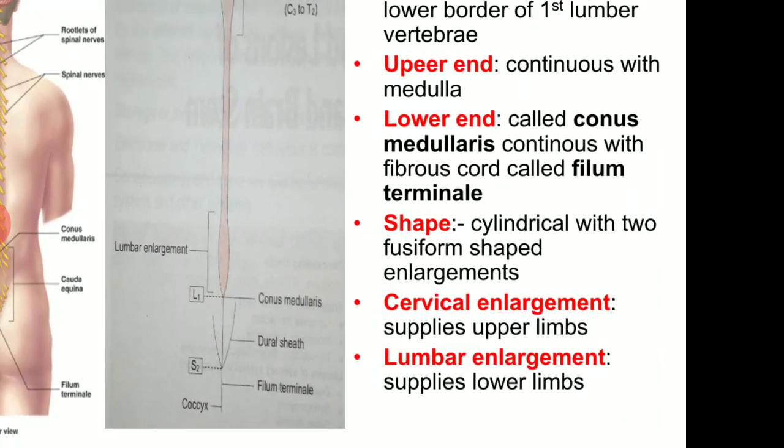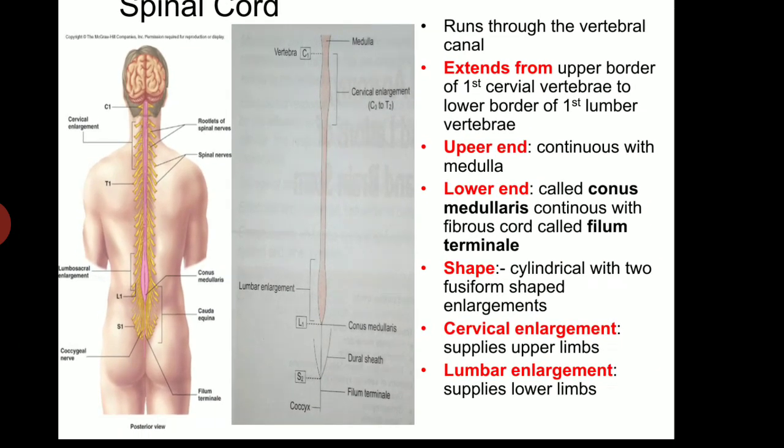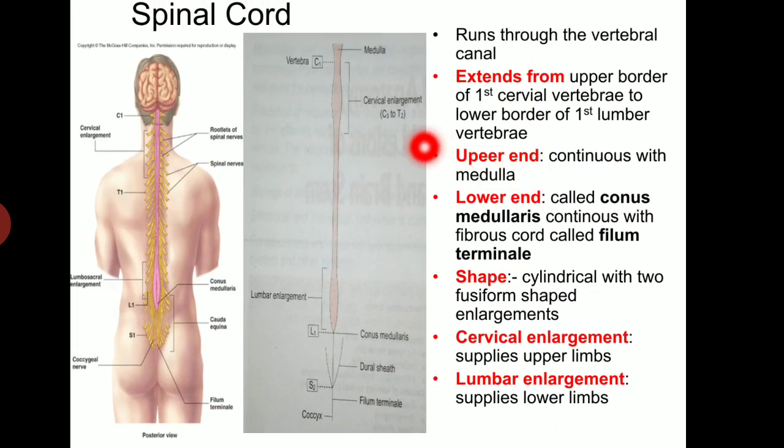Now, the shape is cylindrical with two fusiform shaped enlargements. One is the cervical enlargement, so this is the fusiform cervical enlargement, and another is the lumbar enlargement, which supply the upper limbs and lower limbs respectively.